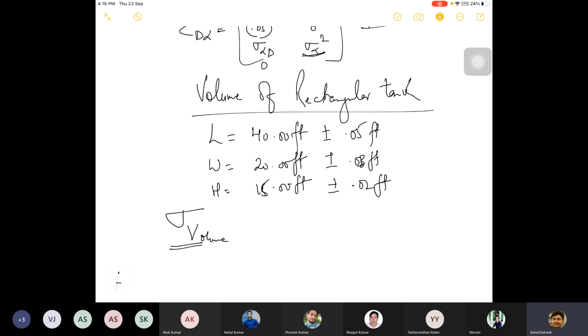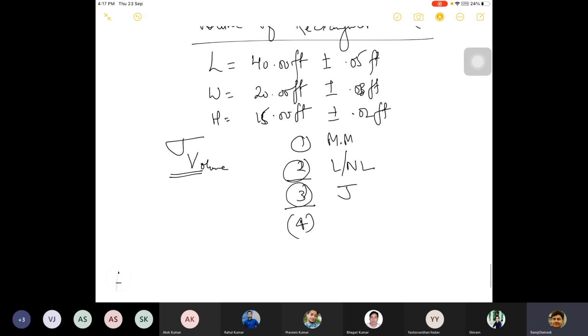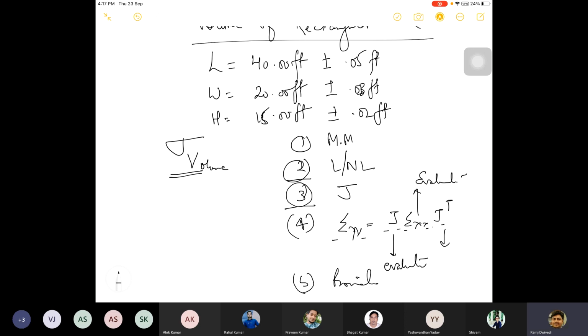चलिए, पहला स्टेप मैथमेटिकल मॉडल बनाएंगे, दूसरा स्टेप लीनियर नॉन लीनियर वेरीफाई करेंगे, थर्ड स्टेप जैकोबियन बनाएंगे, फोर्थ स्टेप सिग्मा Y इज इक्वल टू जैकोबियन सिग्मा X जैकोबियन ट्रांसपोज में डायमेंशंस पुट इन करेंगे। देन इंडिविजुअल जैकोबियन इवेल्युएट करेंगे, सिग्मा X इवेल्युएट करेंगे एंड देन प्रोवाइड सॉल्यूशन. These are the 5 steps. चलिए करिए, बताइए मुझे.